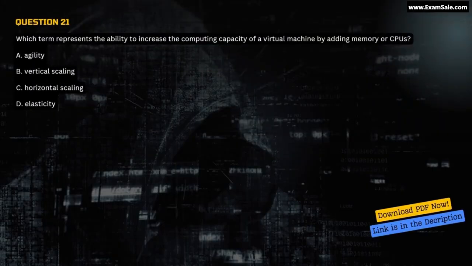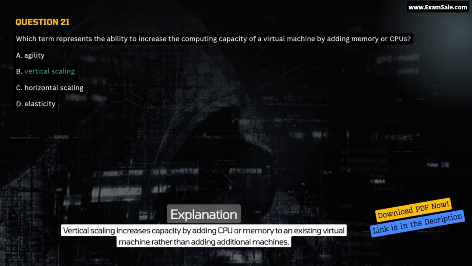Question 21. Which term represents the ability to increase the computing capacity of a virtual machine by adding memory or CPUs? A. Agility. B. Vertical scaling. C. Horizontal scaling. D. Elasticity. Correct answer B. Vertical scaling. Explanation. Vertical scaling increases capacity by adding CPU or memory to an existing virtual machine rather than adding additional machines.